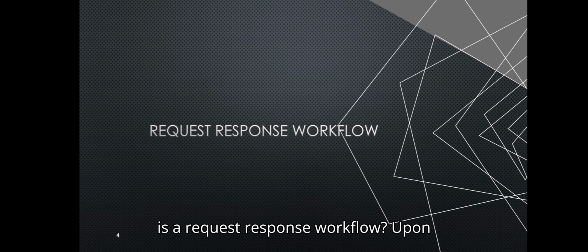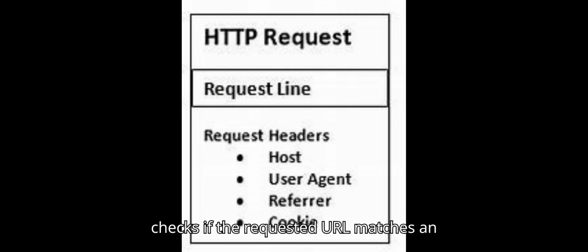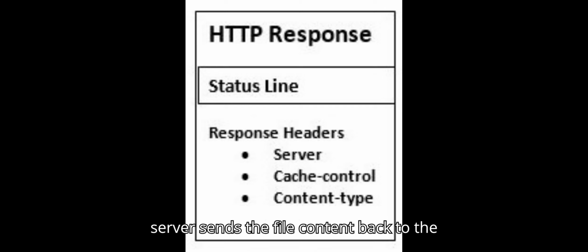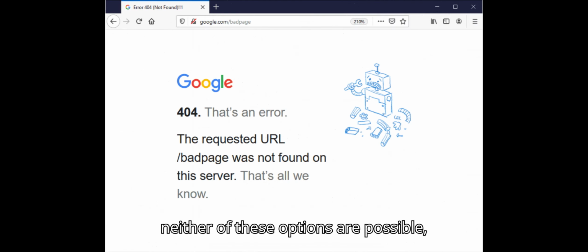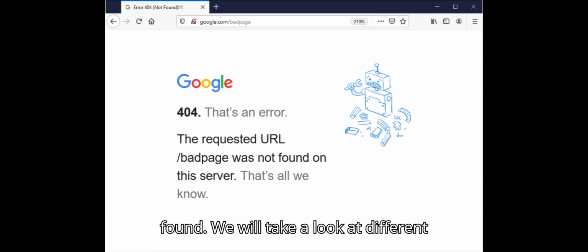What is a request-response workflow? Upon receiving a request, an HTTP server checks if the requested URL matches an existing file. If so, the web server sends the file content back to the browser. If not, the server will check if it should generate a file dynamically for the request. If neither of these options is possible, the web server returns an error message to the browser, most commonly 404 not found. We will take a look at different status messages that the web server returns in a separate video.